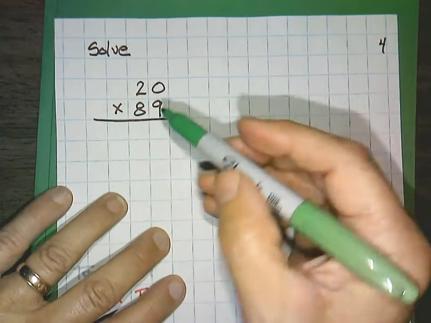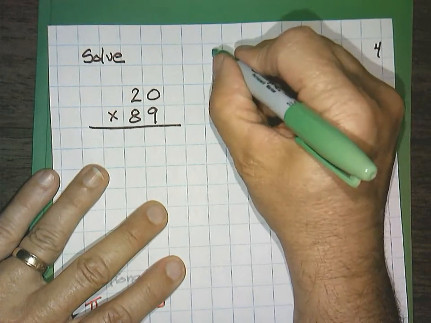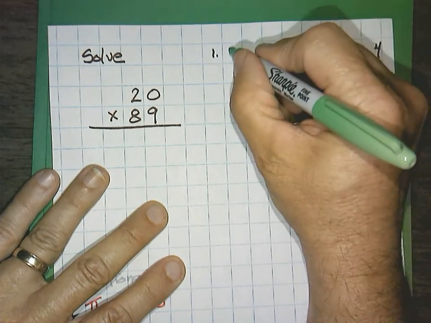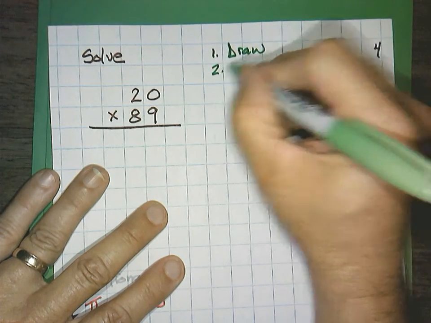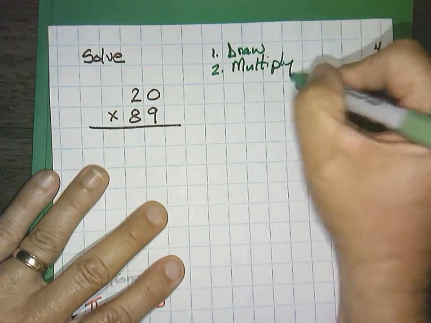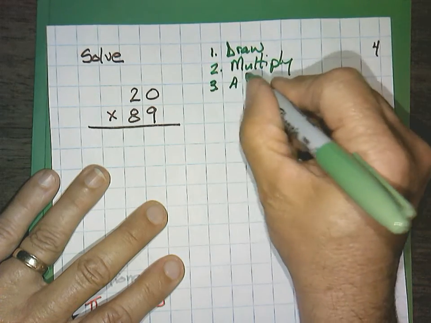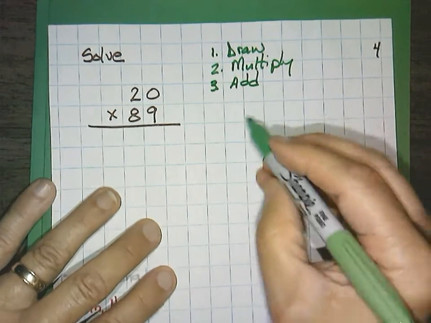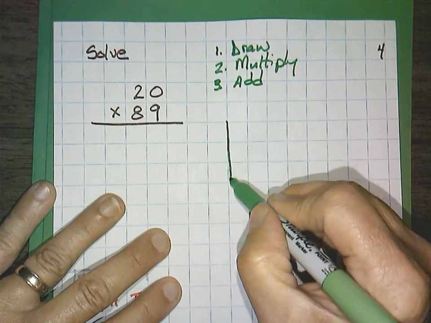Using our area model. Remember, I could have done a better job today with this, and I apologize for that. The first thing we do when we use area models is draw our model. The second is that we multiply each place value. And then the third step is that we add our products. So first thing I'm going to do to solve this problem is I'm going to draw my model.